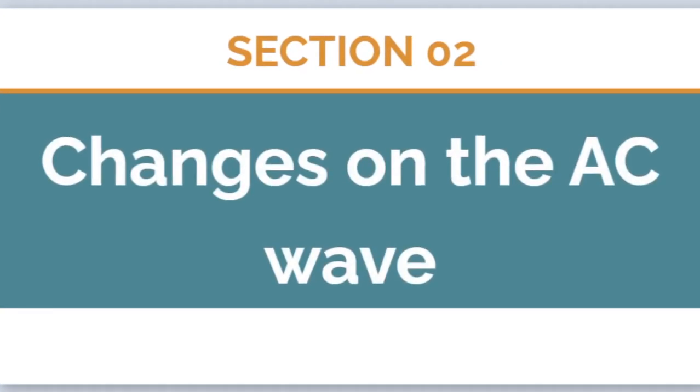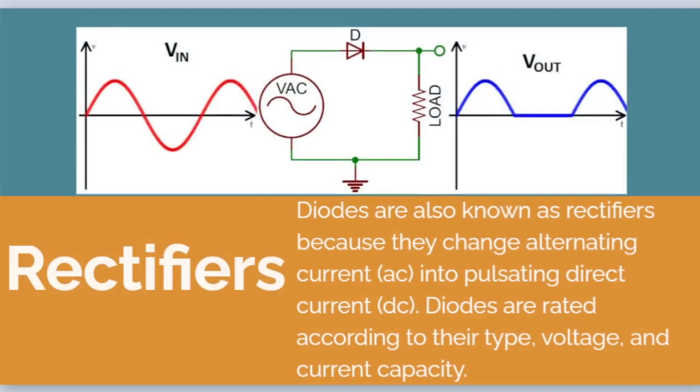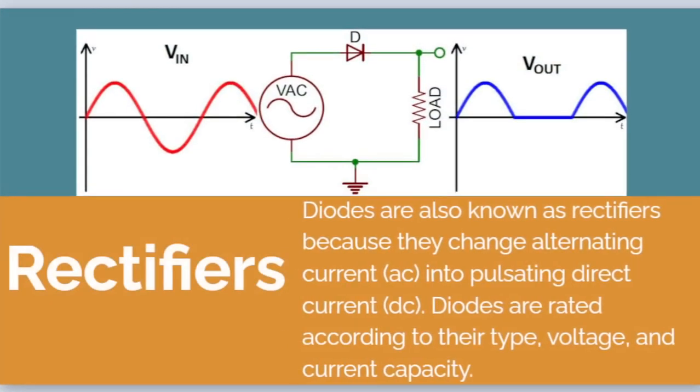Section 2 talks about the changes on the AC waves. Rectifiers. Diodes are also known as rectifiers because they change alternating current AC into pulsating direct current DC. Diodes are rated according to their type, voltage, and current capacity.